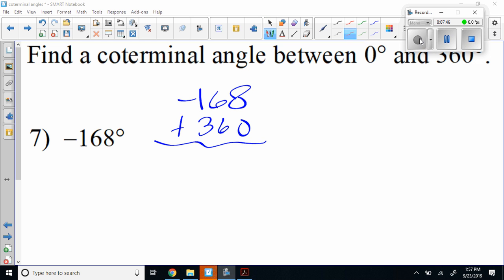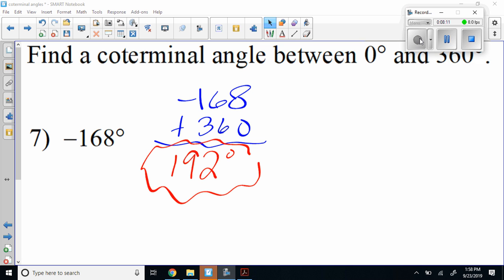Come on, hey, focus back here. What is it? 192 degrees. Is 192 between 0 and 360? Yes. Ladies and gentlemen, 192 is your answer. It is a coterminal angle. If I added 360 to that, I could find me another one. There's an infinite amount. Good. Any questions?